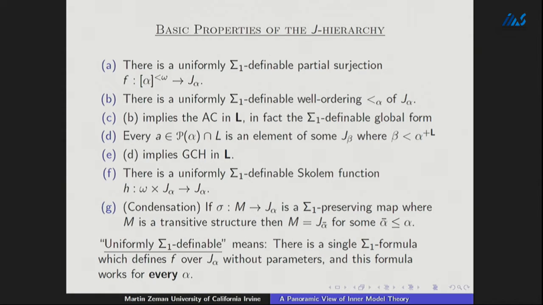And the definition is uniform, and that's what I would like to stress because probably not many people are used to this terminology. When I say uniformly definable, that means that I have a single sigma 1 formula, with no parameters, and that formula works for every alpha. No matter which structure you take, you always use the same formula to define the function, and that's important. Also, we have a uniformly sigma 1 definable well ordering over that structure. Again, I have one formula, and that defines the corresponding well ordering over every J alpha.